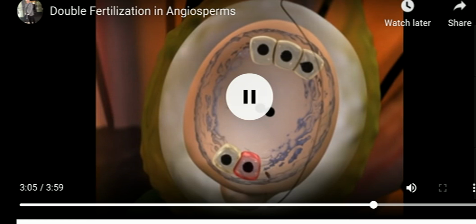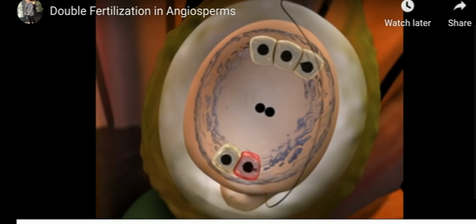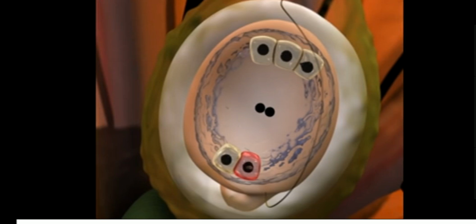One of the 2 sperm cells fertilizes the egg cell. This produces a diploid zygote, which will become the embryo. The other sperm cell moves up and fuses with both of the central nuclei, forming a triploid cell. This unusual triploid cell develops into an endosperm and serves as the embryo's food supply during early development.